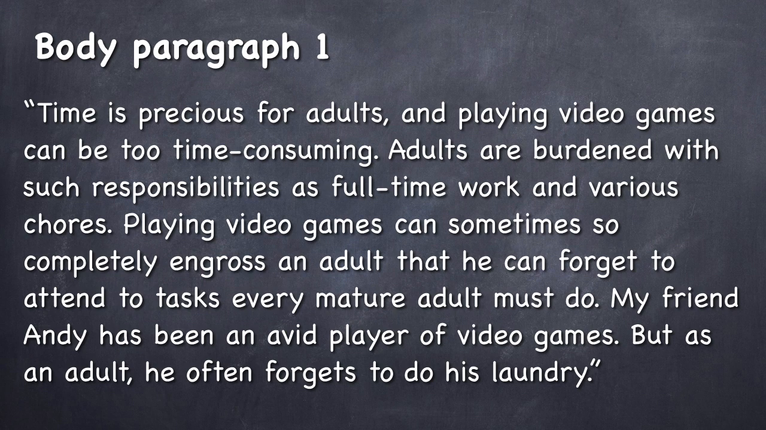Okay? This paragraph works by going from general to specific. We begin it with the lead sentence. Time is precious for adults, and playing video games can be too time-consuming. And that's the main point of this paragraph. And now we explain why. We give an explanation. Adults are burdened with responsibilities. They have things to do. And we explain that playing video games just steals that time. And finally, we get to the example. My friend Andy is an example because he's an avid player of video games, but he forgets to do his laundry. And that's exactly how we construct a body paragraph.